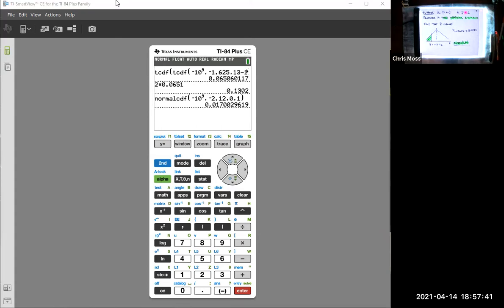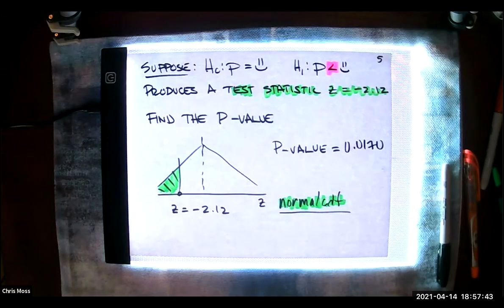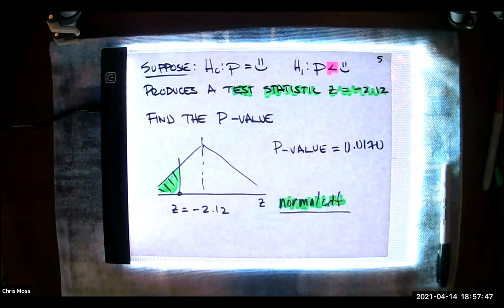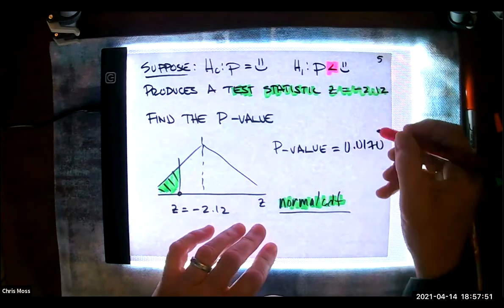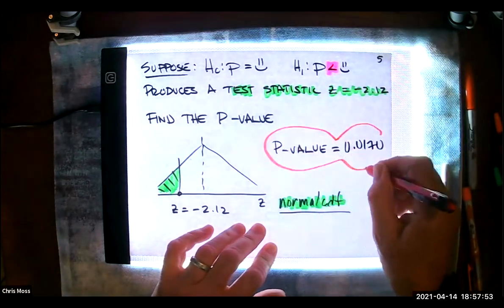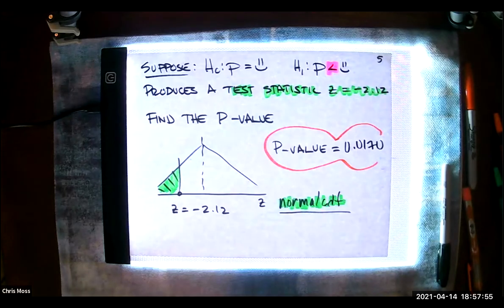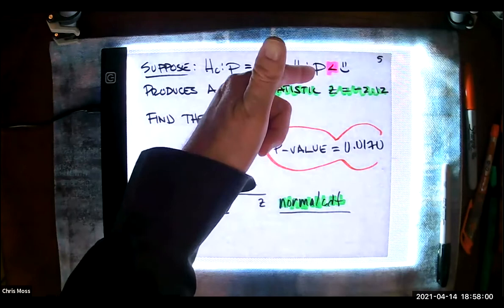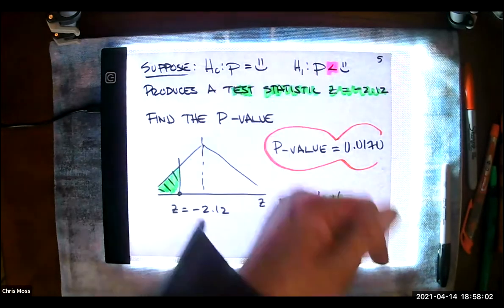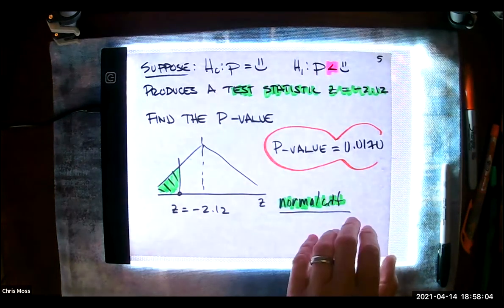Let me stop sharing from the screen there and note that that's what I've got here. We have our p-value of 0.0170. So there's our p-value. It's relatively straightforward to find, provided you take into account the appropriate alternative hypothesis.